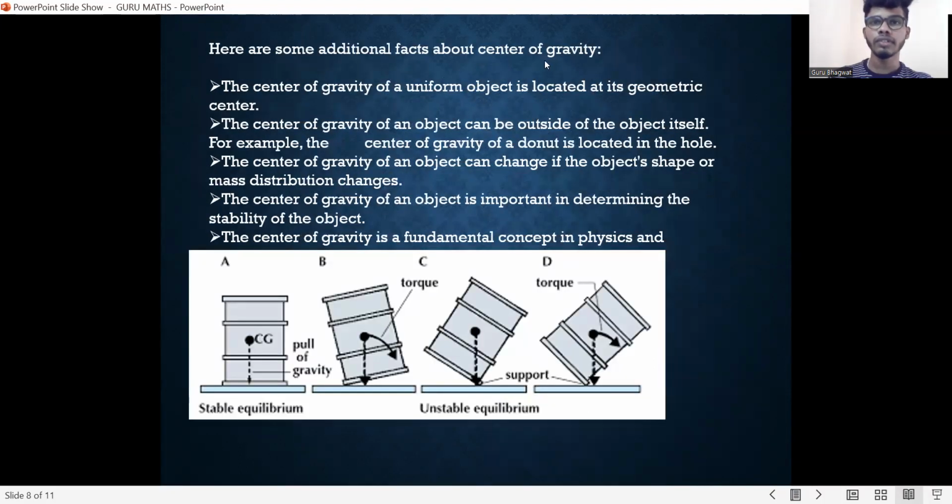Let's move on to additional facts about the center of gravity. The center of gravity of a uniform object is located at its geometric center. The center of gravity of an object can be outside the object itself. For example, the center of gravity of a donut is located in the hole. The center of gravity can change if the object's shape or mass distribution changes. It is important in determining the stability of the object, and it is a fundamental concept in physics and engineering. So this is how stable equilibrium and unstable equilibrium work, and how torque works.